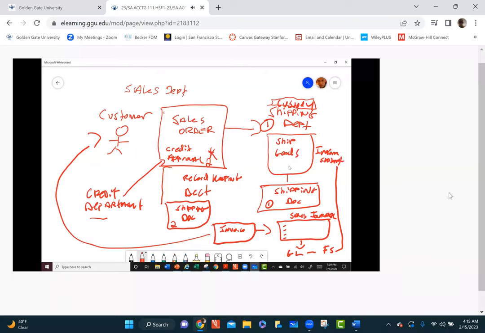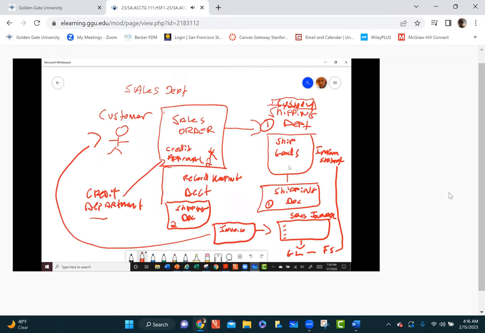Okay, so we had a customer that came in, we authorized their credit, got the credit approval, we prepared the sales order, one copy got sent to accounting, one gets sent to the shipping department so that they know they're going to ship the goods. They'll prepare the shipping documents, the bill of lading, whatever, and send that over to the accounting department as well, so the accounting department can say, okay, we shipped what was ordered, we can now prepare an invoice.